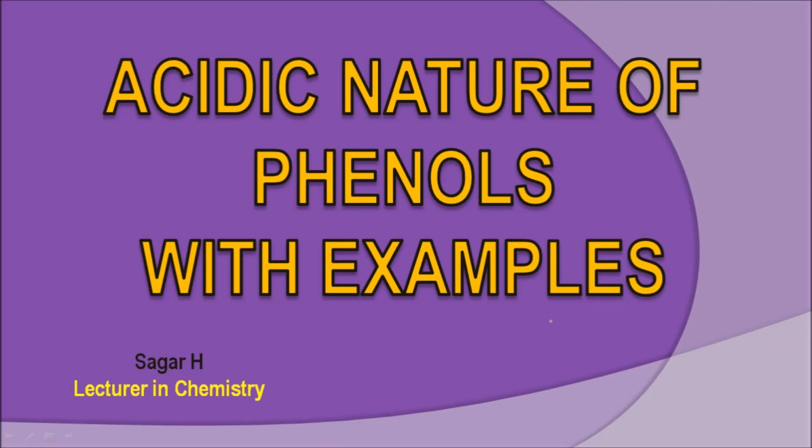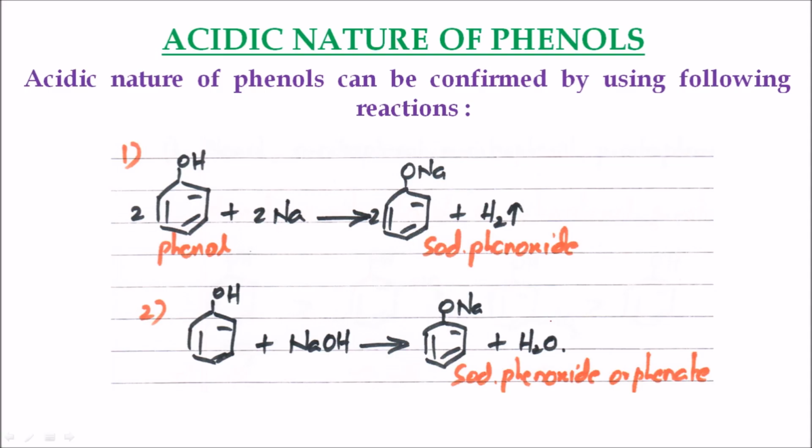Hi students, in this session I am going to explain regarding the acidic nature of phenols by taking a few examples, which is very important for any competitive examination. At first we can take the basics regarding the acidic nature of phenols, and then we can take a few examples regarding arranging different phenols in their increasing or decreasing order of acidic nature. So let us start with the concept.